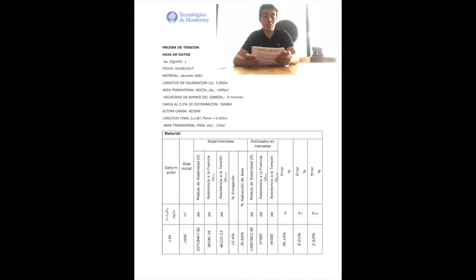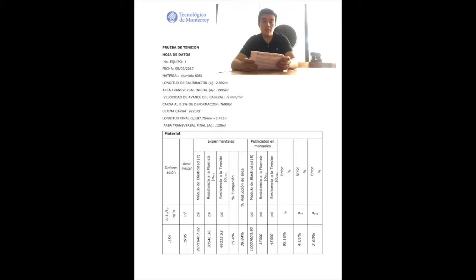For the tensile test we use two materials. The first material we use is aluminum 6061. Before we use the universal machine, we need to calculate two data: the calibration length and the initial transversal area. With the vernier, we measured the calibration length, which is 2.9092 inches, and the initial area is 0.9095 inches squared.